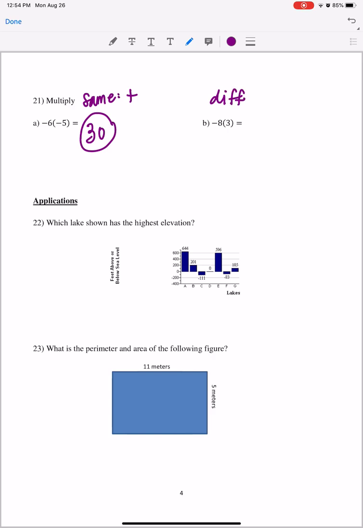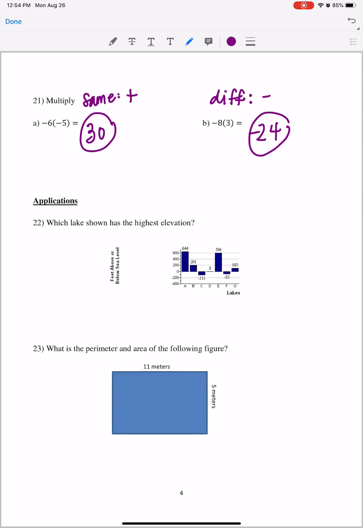When you're multiplying or dividing, actually these are both for multiplying and dividing. They've got different signs. It's going to be negative. So negative 8 times 3. Well, 8 times 3 is 24. And then, since they're different signs, it's negative.